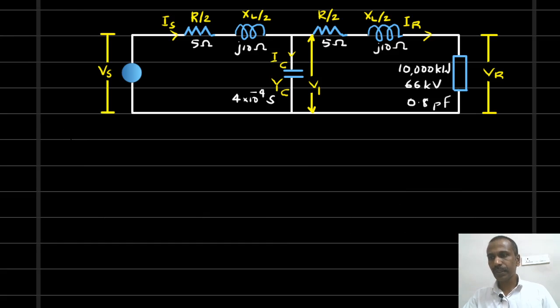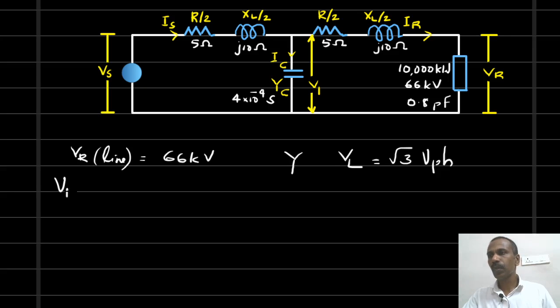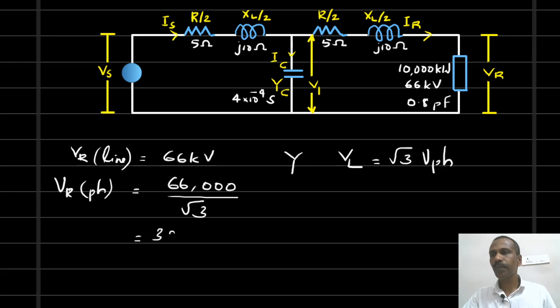Our receiving end voltage is VR equal to 66 kilovolt. Actually, this is the line voltage. From this, we have to find out the phase voltage. We assume that it is a star connected system. So in the star connected system, as you know, the line voltage is √3 times phase voltage. So the phase voltage is equal to 66,000 divided by √3. So this is equal to 38,105 volt.